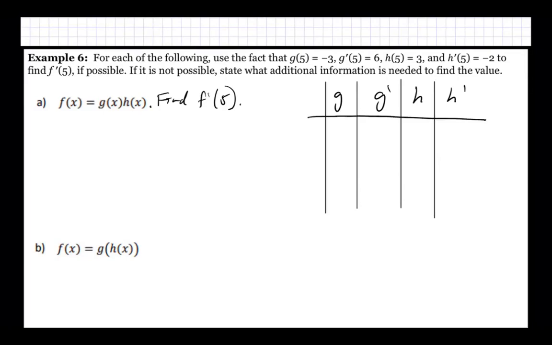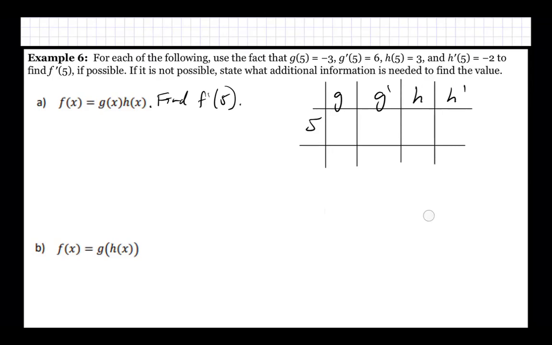Okay, and then I have some answers for those. I have G of 5, and that's it, right? Just 5. I have G of 5, G prime of 5, H of 5, and H prime of 5. Okay, so G of 5 is -3. G prime of 5 is 6. H of 5 is 3. H prime of 5 is -2.